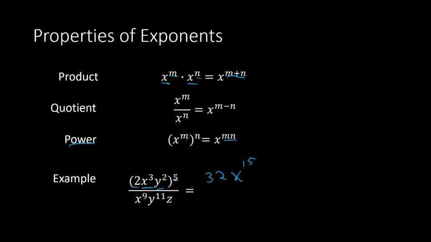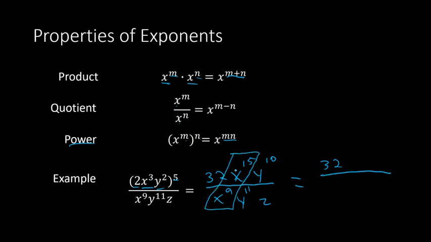And then y squared to the fifth power. Again, power to a power, so we multiply 2 times 5 to get 10. So we have y to the 10th power. And then that's over x to the 9th, y to the 11th, and then z. So we can take this further. So the numerator, 32 is by itself. That does not simplify with anything else. But look here with the x's.